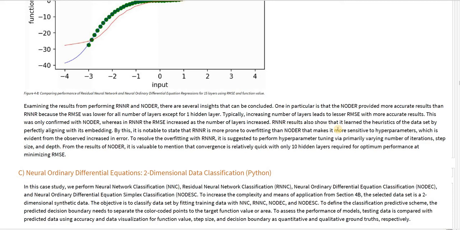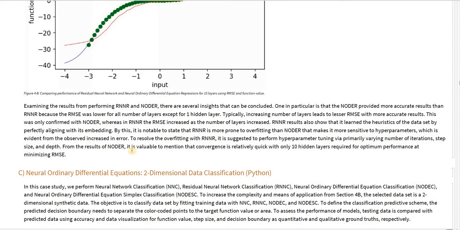Typically, increasing the number of layers, as I mentioned, leads to lesser error with more accurate results. This was only confirmed with the ODE neural network, whereas in the original neural network, the error increased as the number of layers increased. The reason for this is that it learned the heuristics, or the underlying embedding of the data, by perfectly aligning it one-to-one with the embedding. With that, it's notable to state that the original neural network regression is more prone to overfitting than the ODE neural network regression. That makes it more sensitive to hyperparameters.